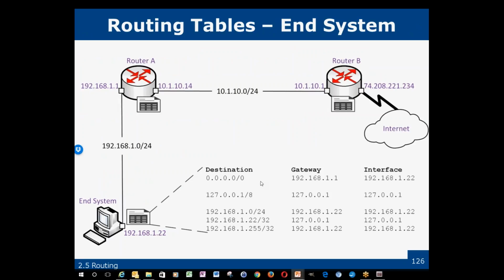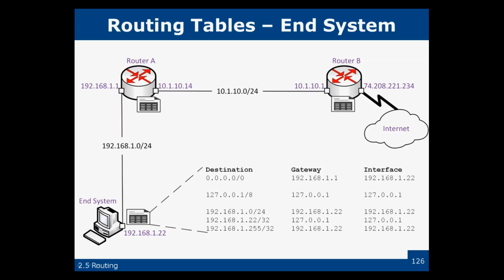Routing tables and end systems. This one kind of shows what they're doing. Let me start up one of my packet tracers here and see what it looks like in those. Let's look at a RIP when we go in these things.